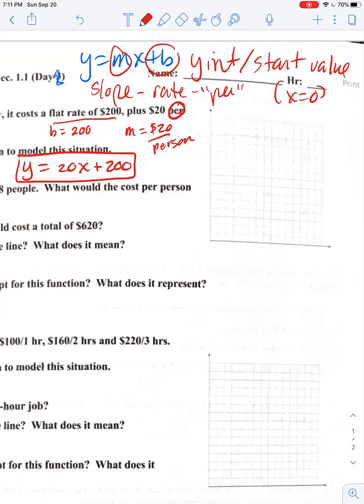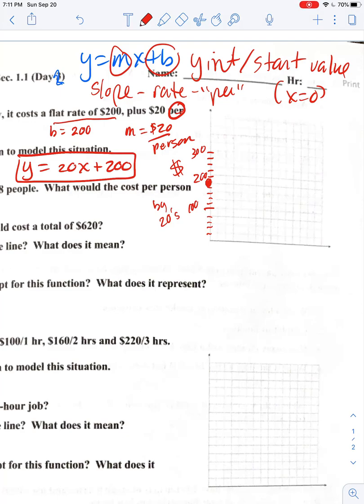Okay, so if I go to graph that, keep in mind that when x is 0, my y-intercept is going to be 200. So if I count by 20s, I'm going to be at 20, 40, 60, 80, 100, 20, 40, 60, 80, 200. And I'm going to start there. 20, 40, 60, 80, 300, and so on. And this is going to be my cost. Then across the bottom is going to be the number of people.